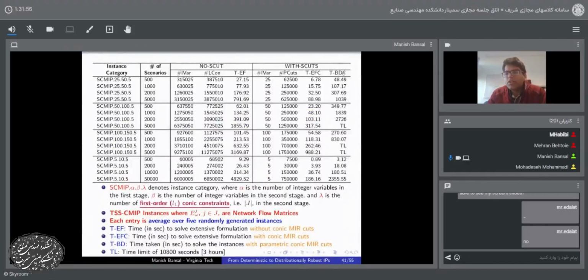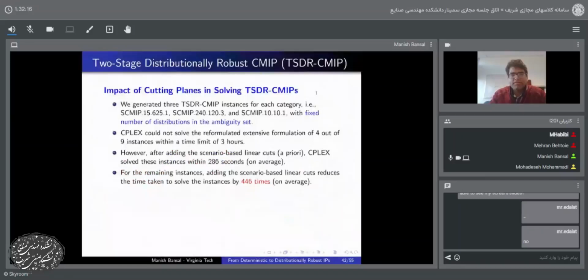Here we used the Cplex Benders decomposition routine, but it was not very effective when we used it at that time. For some instances it is computationally efficient, for some it is not. But overall, when we add these cuts for the extensive formulation, it is quite effective.